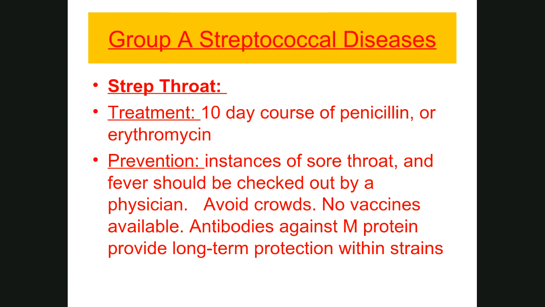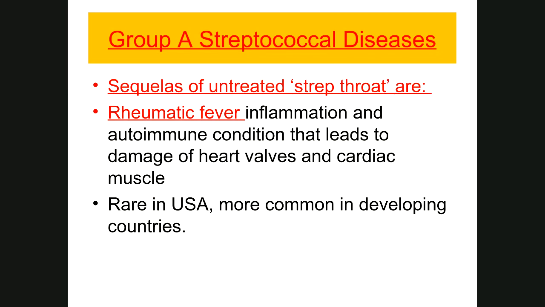Prevention, especially with strep throat: any form of pharyngitis that gives fever and pus should immediately be checked out by a physician so that a course of antibiotics can be started. There are no vaccines. And this is the reason why the organism is so scary.